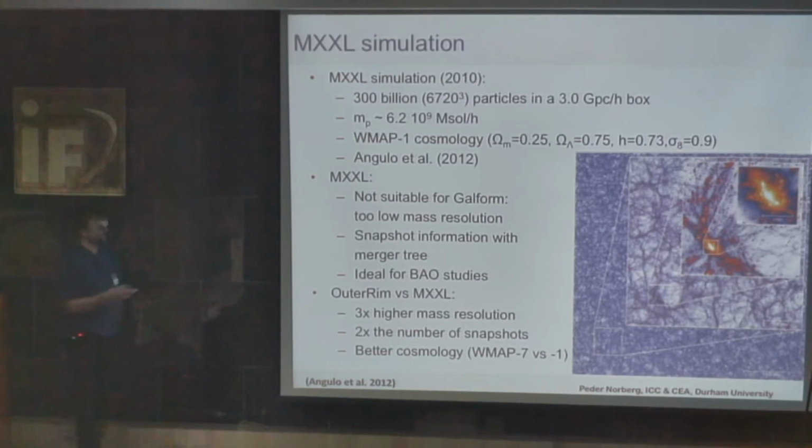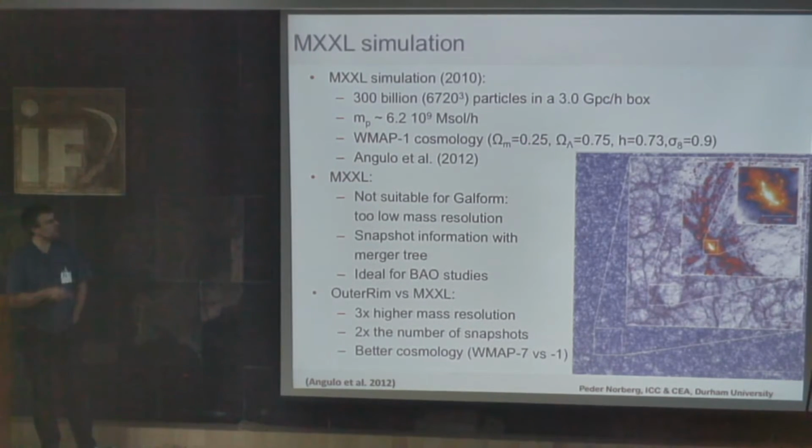So then let me explain the simulation used for this. It's the MXXL simulation, which was done in 2010. It's 300 billion particles in a 3 gigaparsec box. So in its day it was one of the largest done. It has a mass resolution of 6.2 × 10^9 h^-1 solar masses for the particles, and has the WMAP1 cosmology, and is described in Angulo et al. 2012. Okay.